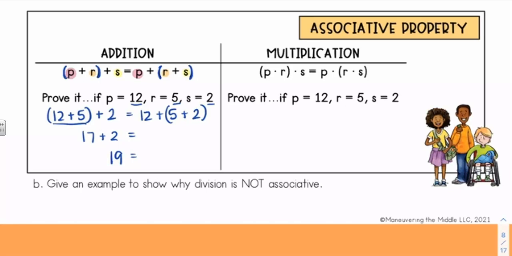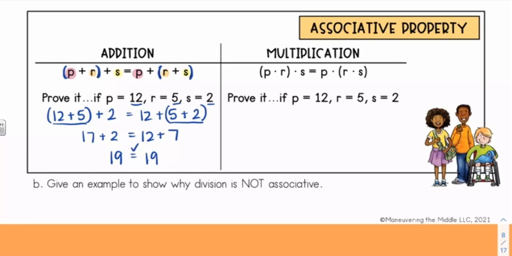Now let's look at the right side of the equation, and we would first simplify what we see in parentheses because we're following the order of operations. So this would be 12 plus 7, and then 12 plus 7 is equal to 19. So we've shown that we can group different sets of numbers in addition, and we should still have equivalent expressions.